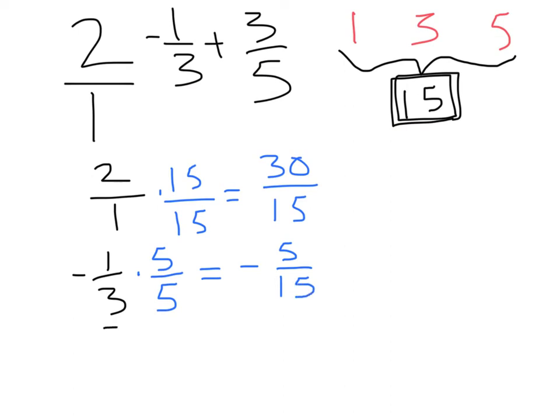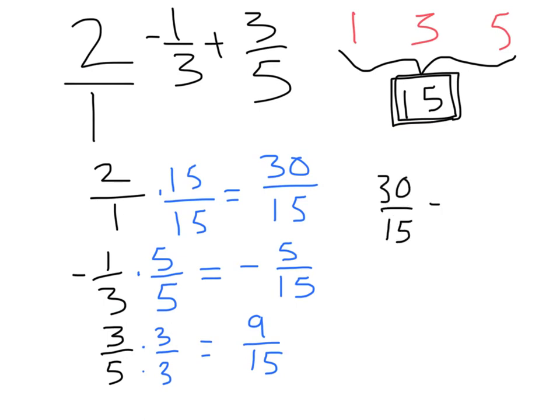And lastly, I have 3/5. And I think, okay, 5 times what gives me 15? Well, that's going to be 3. So I do times 3 on the top, times 3 on the bottom. That's going to give me 9/15. So now I have all my equivalent fractions written with common denominators. So let's take those and rewrite our problem. So here, instead of 2, we're going to have 30 over 15. Instead of 1/3, we're going to have minus 5/15. And then instead of 3/5, we'll have 9/15.